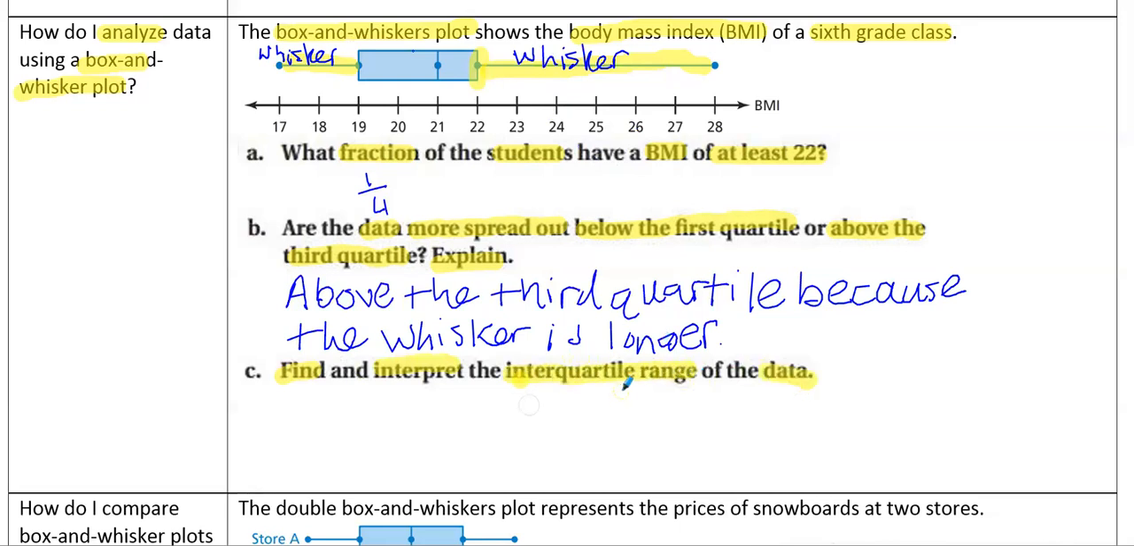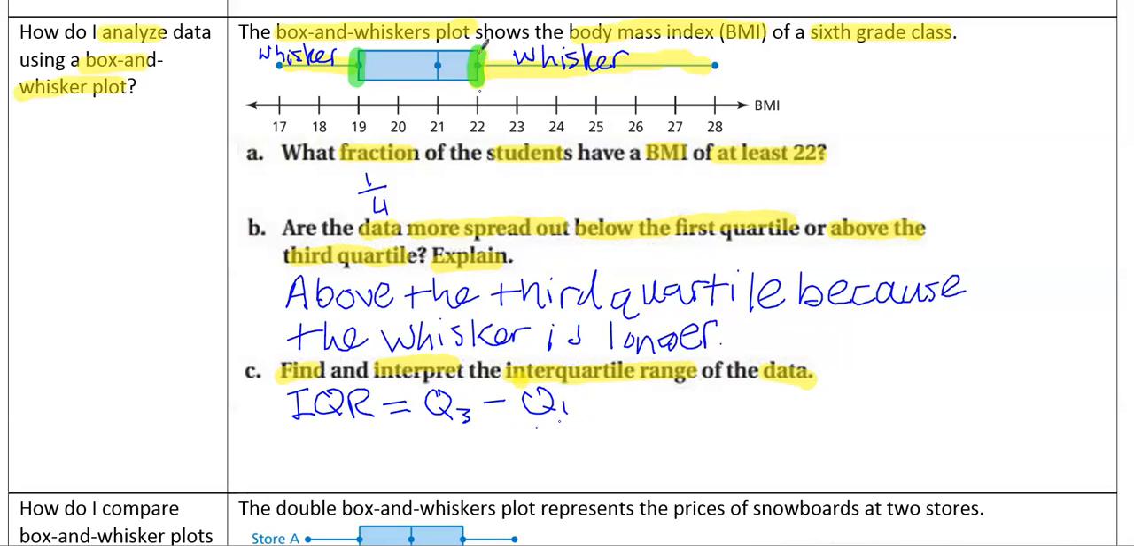Wait, interquartile range. The interquartile range is the range between the quartiles. Well, we see the quartiles here. They're 19 and 22. We call the interquartile range the IQR. And what's it equal to? It's equal to Q3 minus Q1. Quartile 3 minus quartile 1.